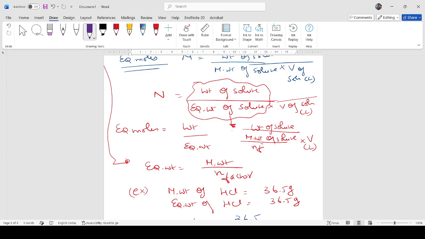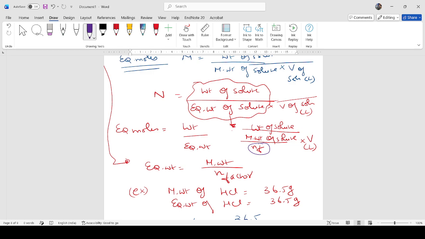Why do we need normality? Like, what's the use? Normality is a concentration term which is beneficial for redox reactions where the n factor is involved, not for common reactions. For redox, we use it.